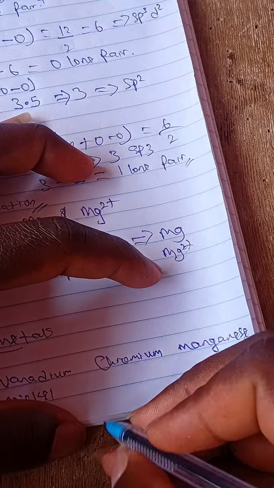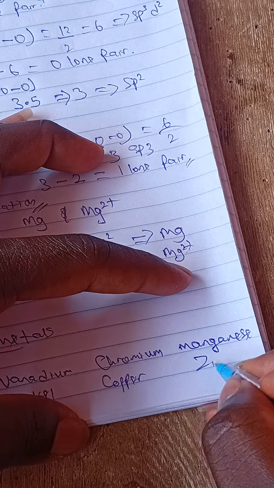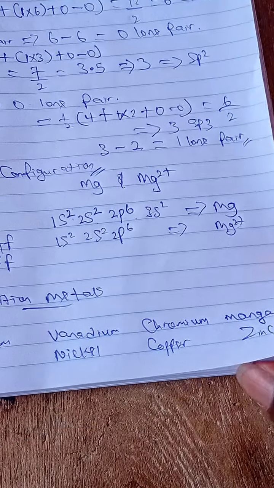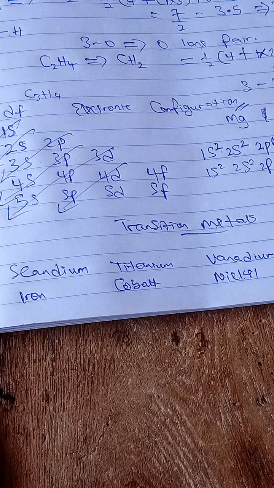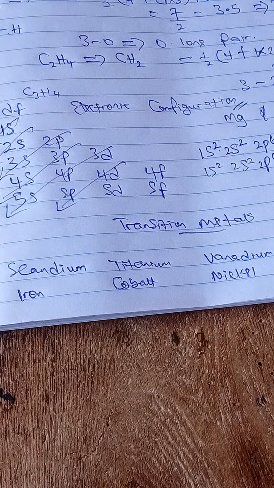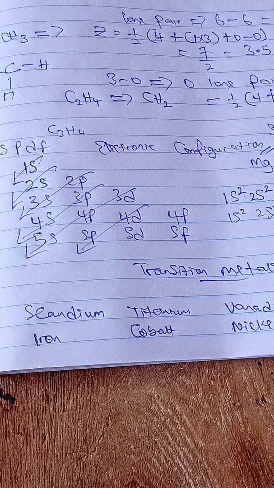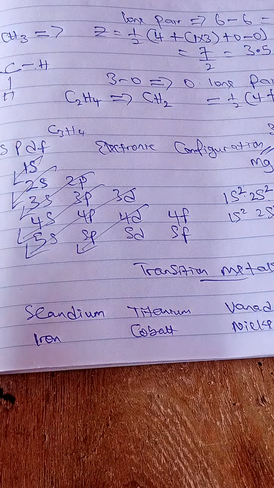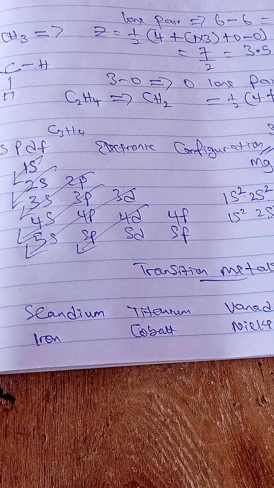Nickel, copper, and zinc. Those are the transition metals altogether, from number 21 to 30. But out of this, why do we call them transition metals? Some of their characteristics are that they are paramagnetic.